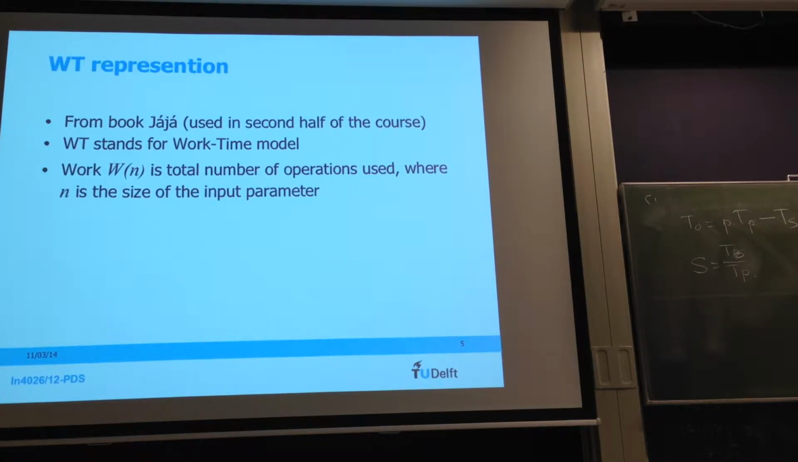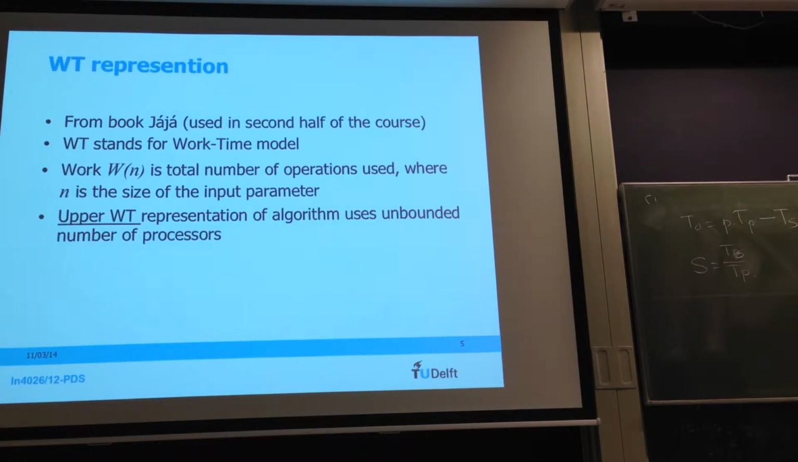The work in this model is equal to the total number of operations used, where n is the size of the input parameter, in number of steps. Of course, in the end you can weight it: if a division takes more time than a multiplication, you can do all kinds of detailed other analysis, but for this course we don't do that. We assume that each operation costs the same amount of computational time.